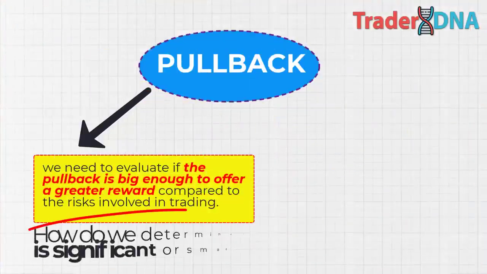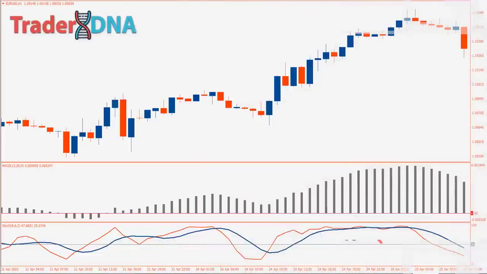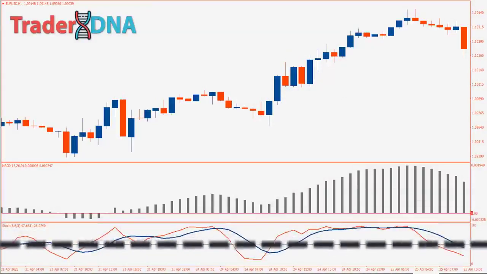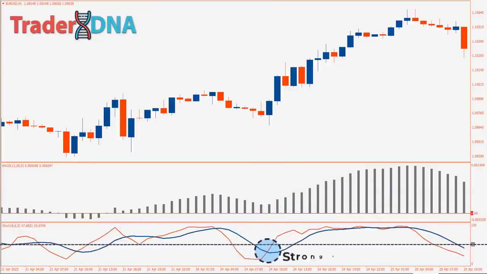Now, how do we determine if a pullback is significant or small? The answer lies in using the stochastic oscillator. If the market's stochastic oscillator is showing a bullish signal and it experiences a pullback that drops below the 50 level, then that pullback is considered significant.